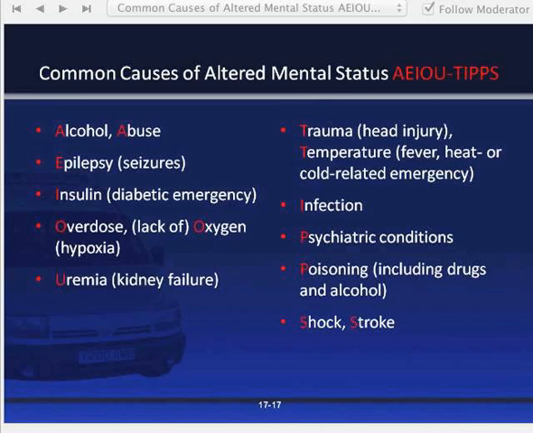I stands for infection. P stands for psychiatric conditions. Second P stands for poisonings, including drugs and alcohol. And S stands for shock or stroke.